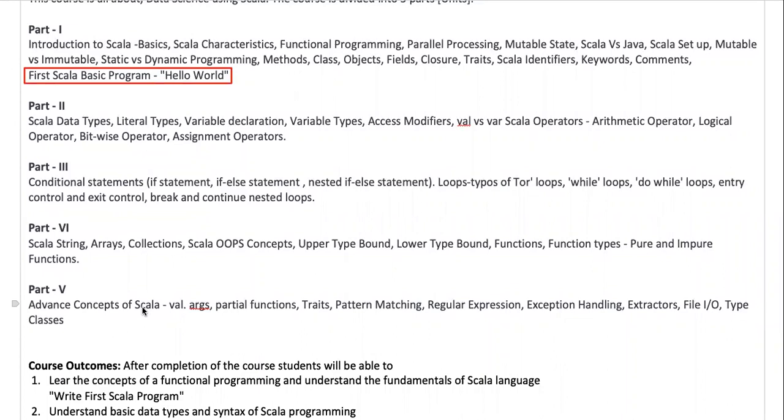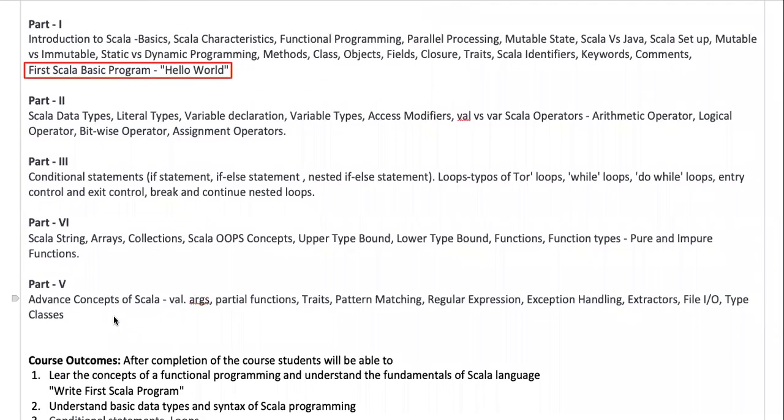In the second part, we are going to learn about the basic data types and the syntax of Scala programming. This will help you understand the Scala operators in depth. In part three, we are going to learn about conditional statements and various kinds of loops. It would be similar to C and C++, but the syntax and the way of writing would be different.